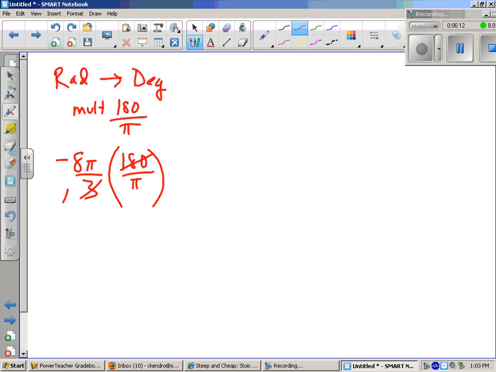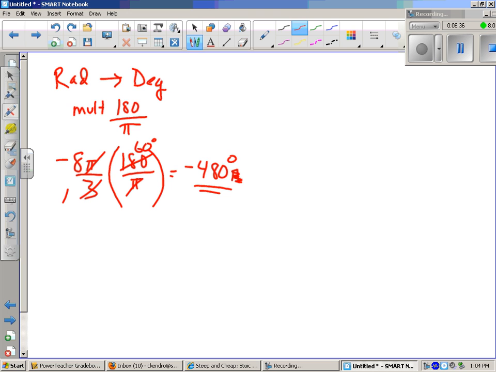Cancel that with that. So I get negative 480 pi. Oops, sorry, the pi's cancel out. So negative 480. We don't need that. So now it's degrees. The pi's cancel out, but the degree symbol stays there. And that's more than once around. Negative 360 would be once around, so that makes sense.